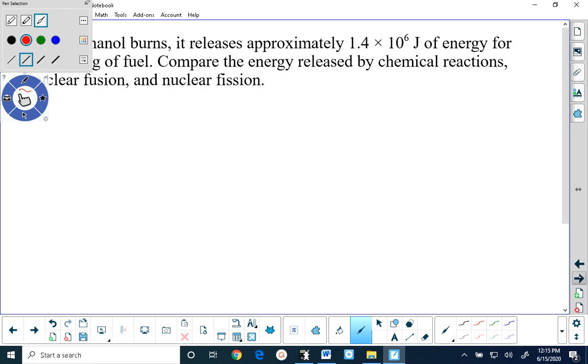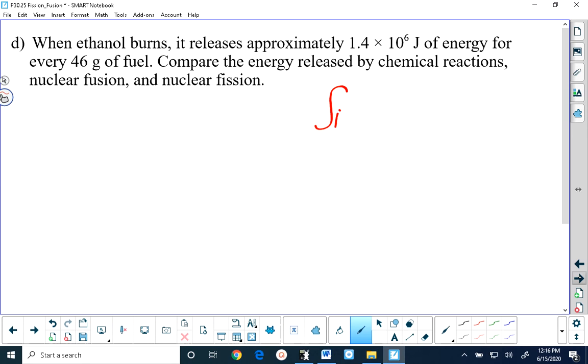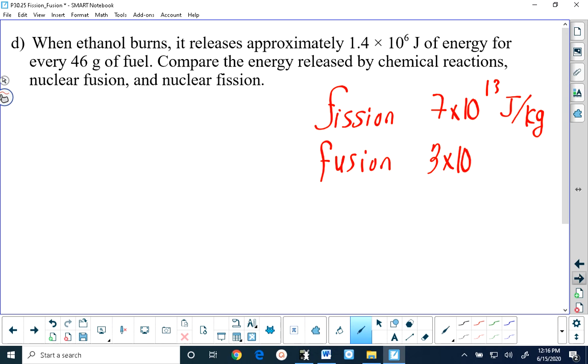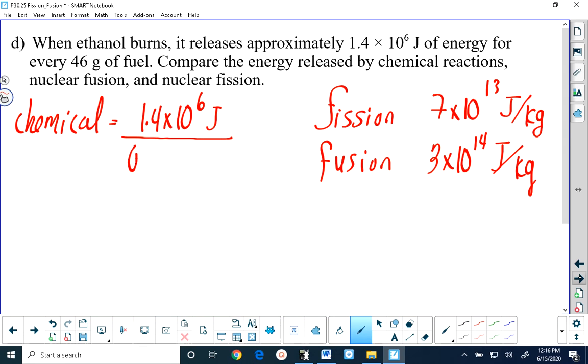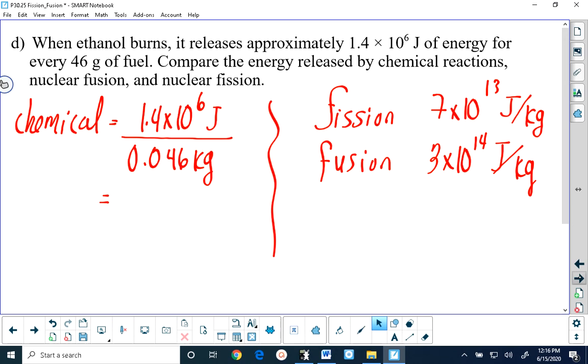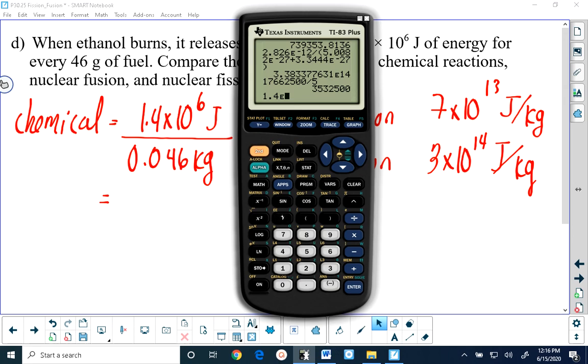Well, the only useful comparison we have is the joules per kilogram. Fission worked out to approximately 7 times 10 to the 13 joules per kilogram. Fusion worked out to, I believe, 3 times 10 to the 14 joules per kilogram. So how many joules per kilogram would this chemical reaction produce? Well, we know the number of joules. It's 1.4 multiplied by 10 to the 6, and we know the mass is 0.046 kilograms. So this is a pretty trivial thing for us to be able to calculate. 1.4 multiplied by 10 to the 6 divided by 0.046 is 3 times 10 to the 7.